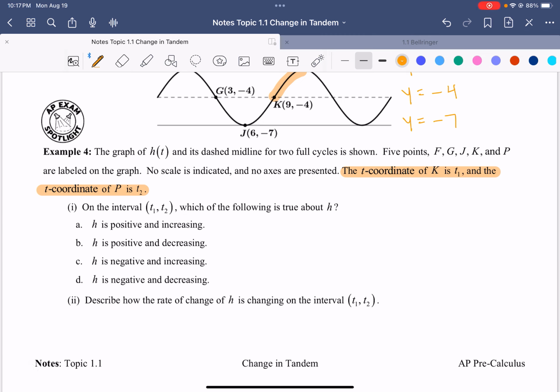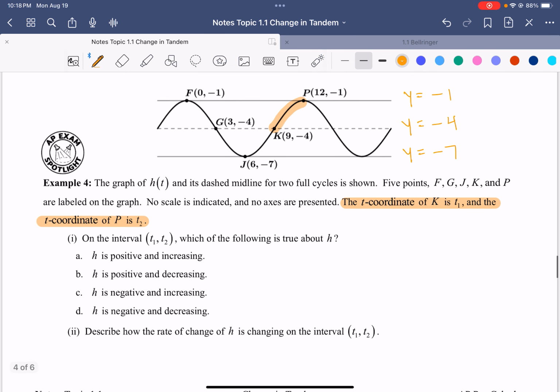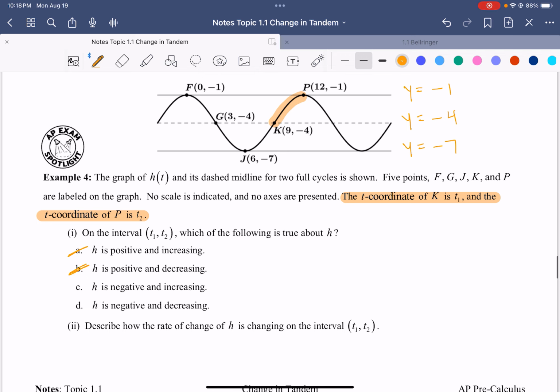So remember that for letter I, number 1, it says, is H positive or negative? All of these y values are negative, so that means I can already eliminate A and B, because this statement would be false. H is not positive, H is negative. So now we're between increasing or decreasing. Well, to get from K to P, you have to go up. So that means that the slope is positive, okay? So I can put on here y values are negative and the slope is positive.